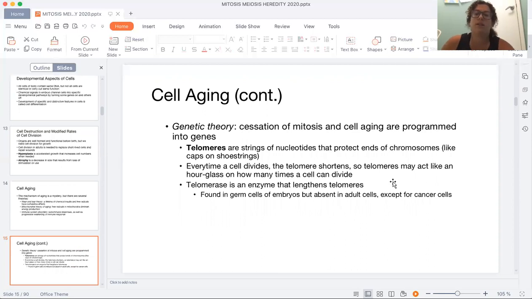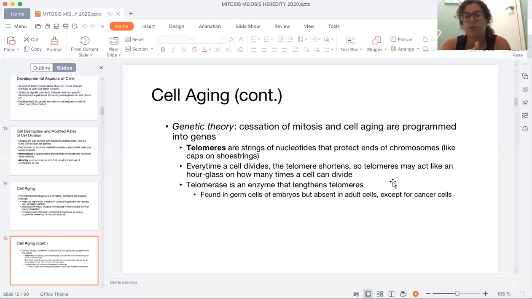And as I said, this genetic theory involves telomeres, which I think of like end caps. It's like if you have a shoelace and you have those little caps on the end of the shoelace. Their job is to protect the ends of the chromosomes, but every time the cell divides, they get shorter and shorter and shorter.